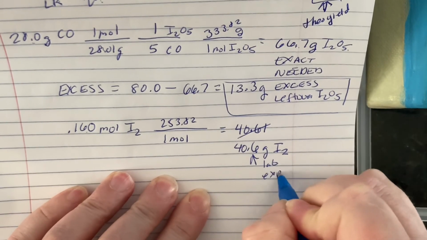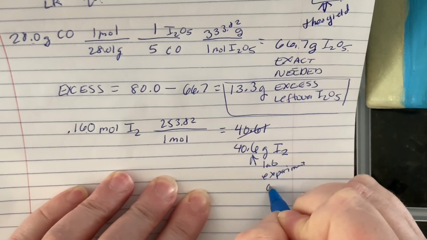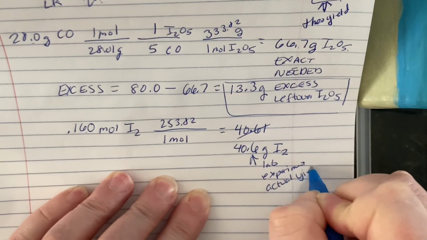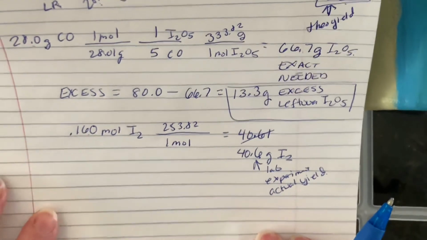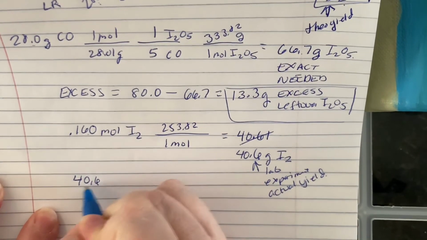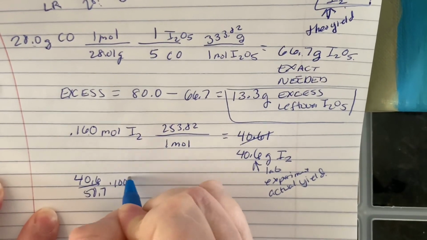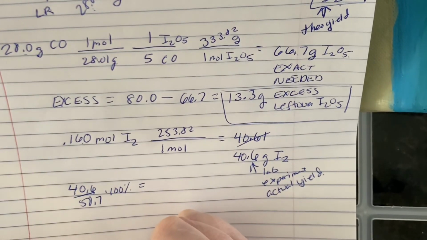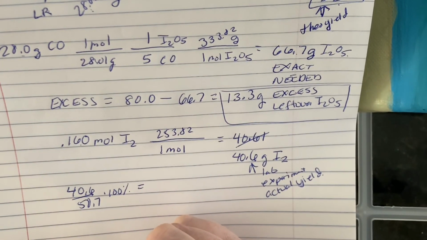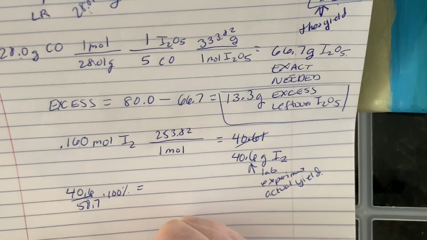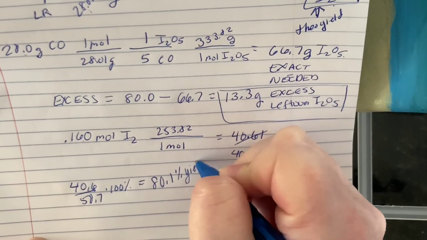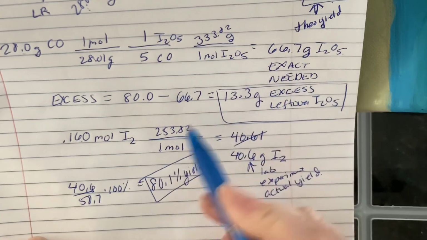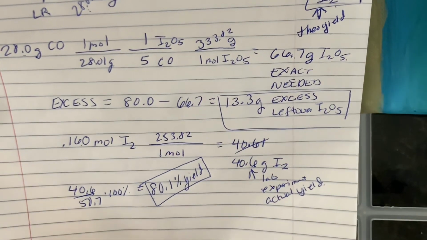That's what the experiment gave me, and that's called the actual yield. What is my theoretical yield? 50.7. Part over whole: 40.6 over 50.7 times 100% gives me how good my collection was. 40.6 divided by 50.7 times 100 is 80.1% yield. Yield is how much I collected. I was able to collect 80%, which is actually pretty good.